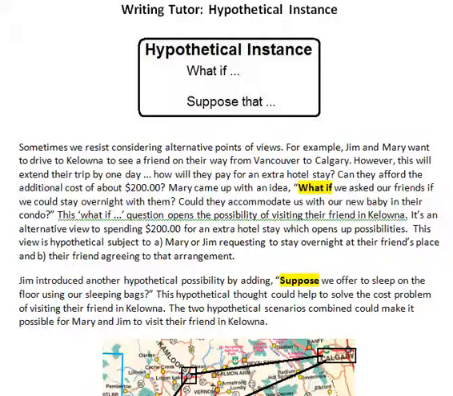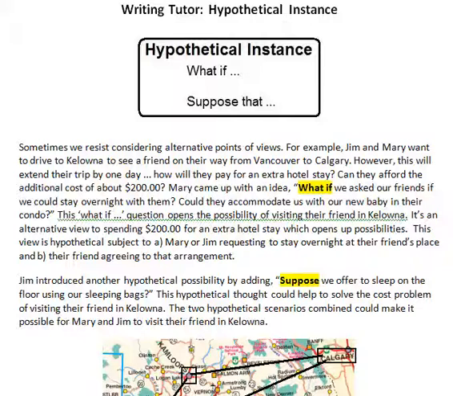Mary came up with an idea. What if we ask our friends if we could stay overnight with them? Could they accommodate us with our new baby in their condo? This what-if question opens the possibility of visiting their friend in Kelowna. It's an alternative view to spending $200 for an extra hotel stay, which opens up possibilities.